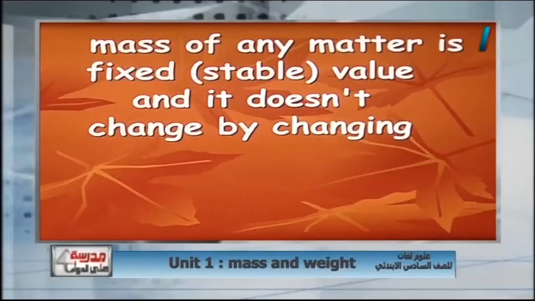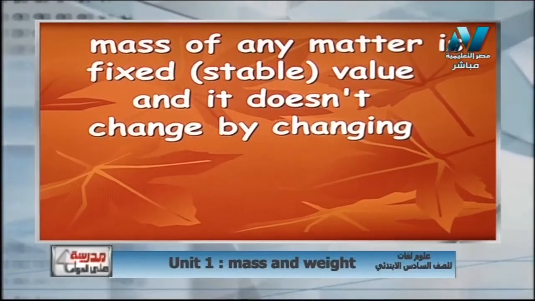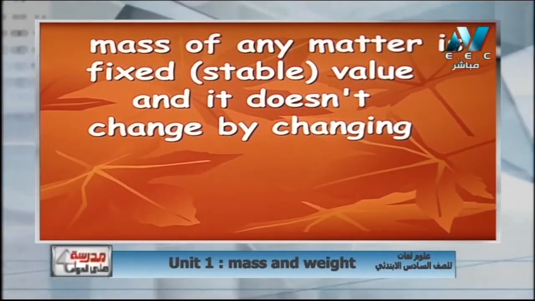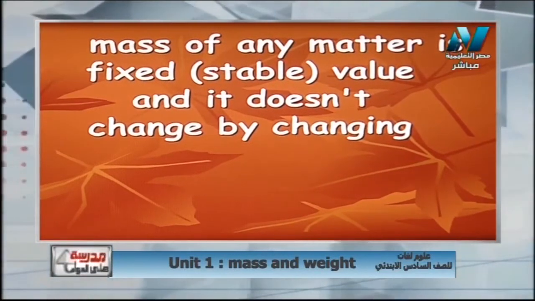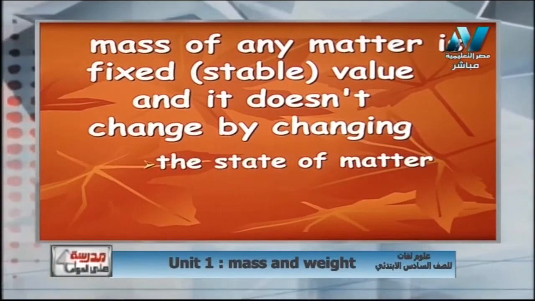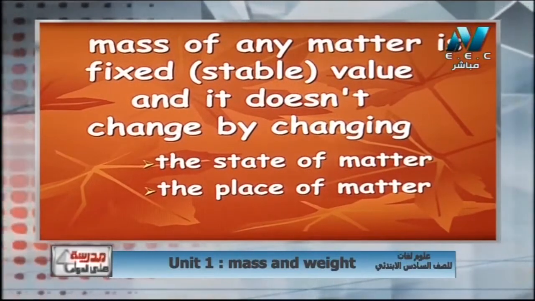So I can say mass doesn't change by changing the place of matter or by changing the state of matter. Mass doesn't change whatever you change the state of the matter or its place. Mass is a fixed value, we can also call it a constant value. And this is the point we'll discuss now, the next property: the mass of any matter is a fixed or stable value and it doesn't change by changing the state of matter or the place of matter. Mass, as we agreed, is a constant value.